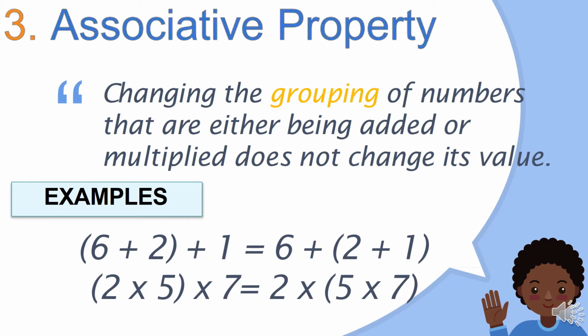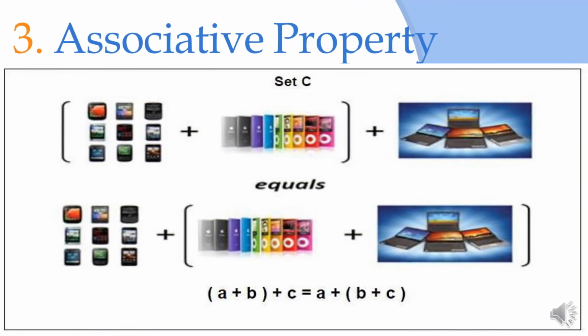Associative property means changing the grouping of numbers that are either being added or multiplied but does not change the value. As we can see in the pictures, there are smartphones plus MP3 that were grouped then added to laptop equals smartphones added to the group of MP3 and laptops.